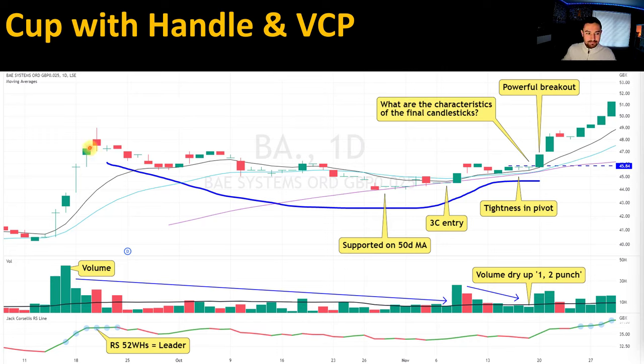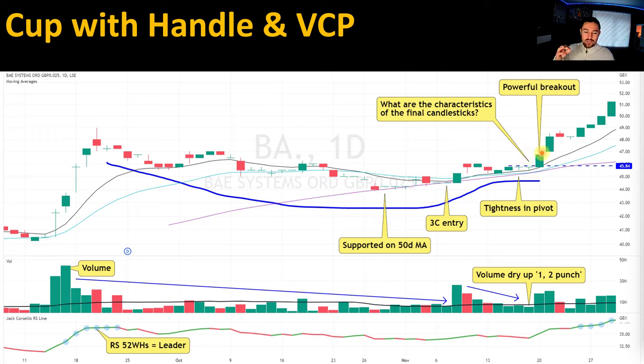Okay, so you can see here we get this cup and handle. Note how BAE Systems, this is a UK stock, is pretty new in terms of its IPO as well. The 50 kicks in here, the stock respects the 50, which is a good spot for larger operators to step in. Then do you see over here, it actually builds out a mini cup and handle because there's a little one contraction, then it's tightening. See how you get the volume drop, the 1-2 punch. What are the characteristics of that final candlestick? Then the powerful breakout comes through.